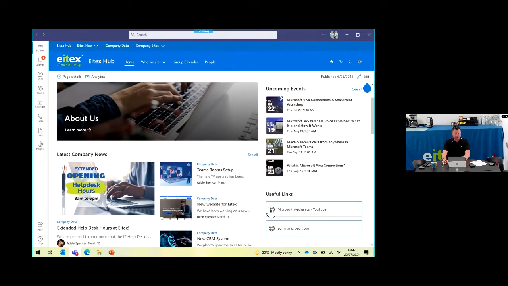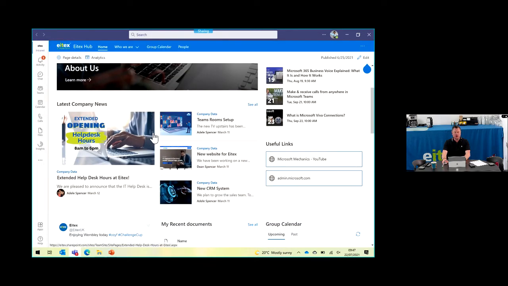Here we have latest company news. So with lockdowns and things like that, we've found that people are starting work earlier, they're finishing later. So we've extended our help desk hours here at iTex. Now, of course, if you're working in an office and you're all together, it might be an announcement that you make. But if you imagine people working from home, they don't always know the changes that you're making in your business.